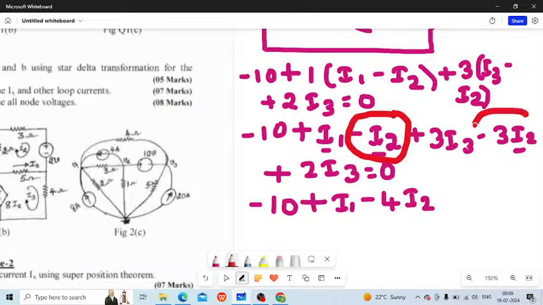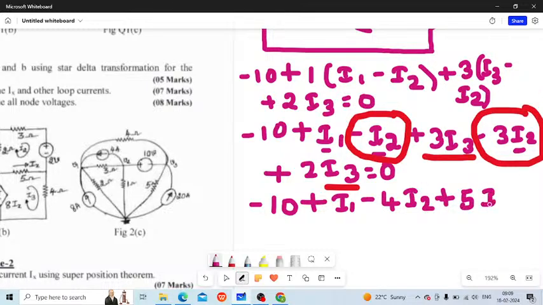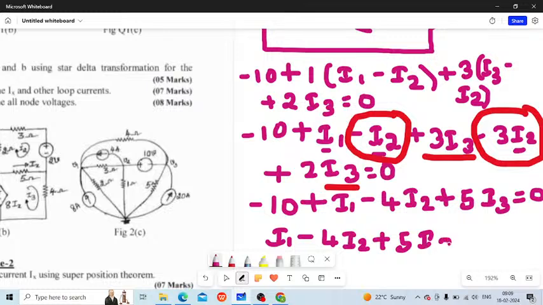Minus I2 minus 3I2, which will give me 4I2. Fine. And here it is once again. So this is positive 3I3 plus 2I3, which I get as plus 5I3, which is equal to how much? It is equal to 0. So 3 plus 2 is 5, right? Now I can write it as I1 minus 4I2 plus 5I3, which is equal to 10.